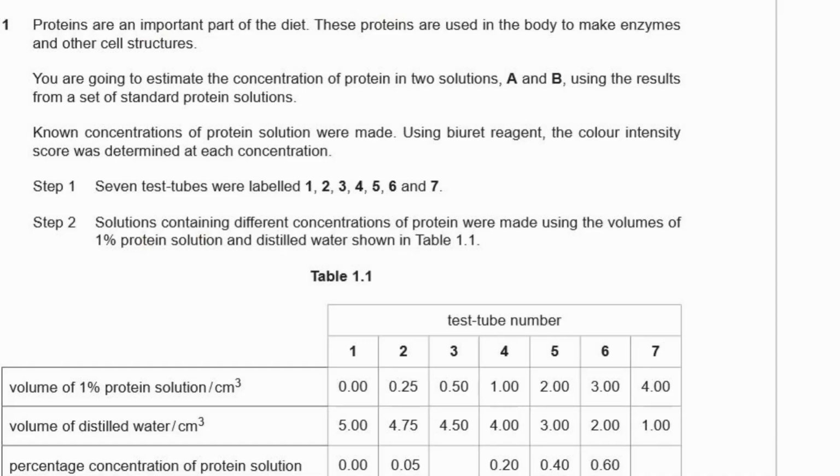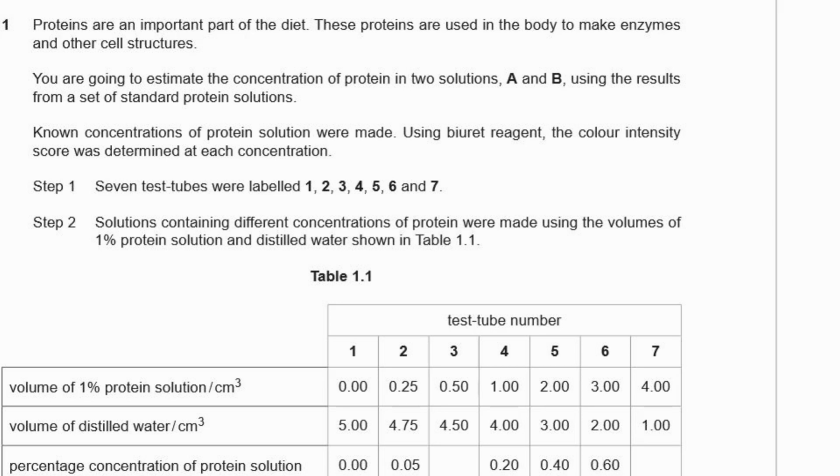Question 1. Proteins are an important part of the diet. These proteins are used in the body to make enzymes and other cell structures. You are going to estimate the concentration of protein in two solutions, A and B, using the results from a set of standard protein solutions. Known concentrations of protein solution were made. Using Biuret reagent, the color intensity score was determined at each concentration.